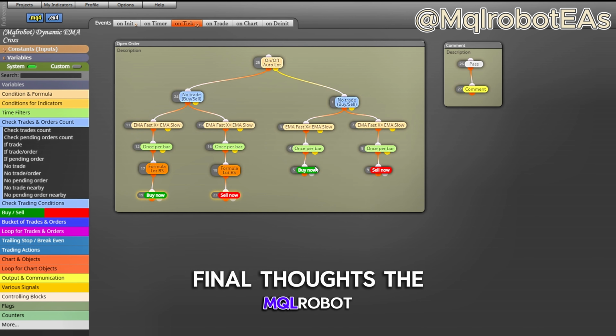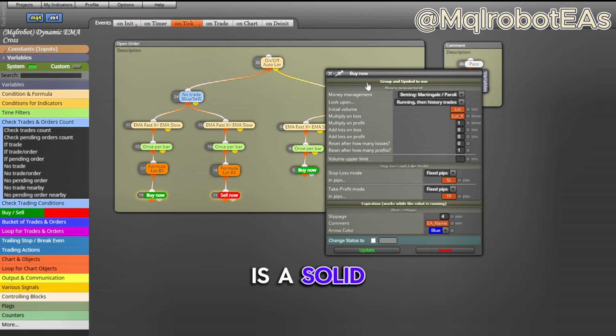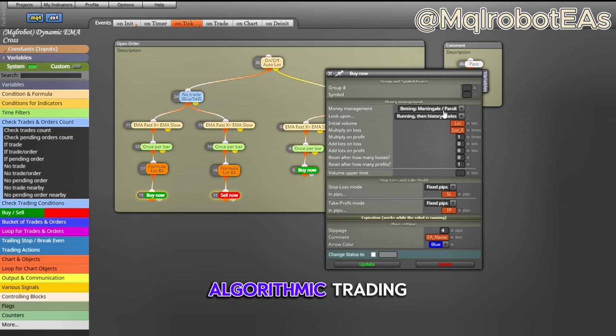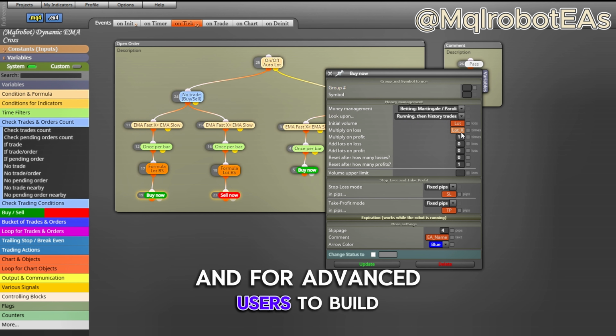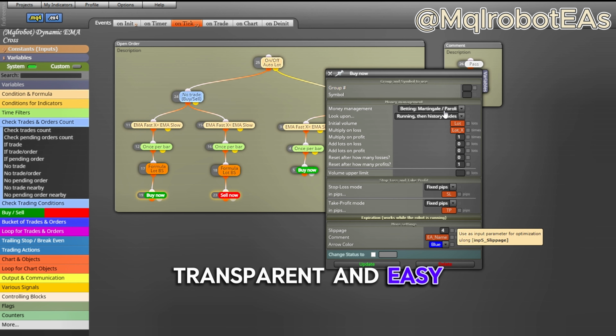Final thoughts. The MqlrobotEAs dynamic EMA cross is a solid foundation for beginners to understand algorithmic trading and for advanced users to build upon. We've kept this EA simple, transparent, and easy to modify.